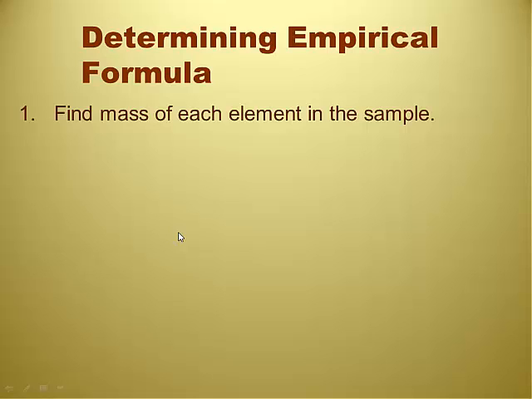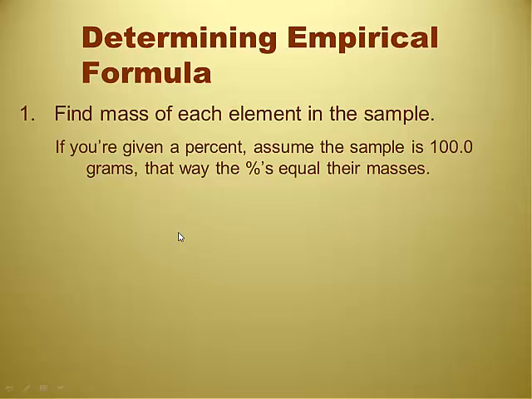Sometimes the information is going to be given to you as percentages. If you're given percentages, all we have to do is assume that the sample is 100 grams. That way the percentages are going to be equal to the masses. So for instance, if you have that carbon, hydrogen, and oxygen compound, and it says 53% of it is carbon, that's 53 grams if you're assuming 100 grams. That's nice and easy. So just assume it's 100 grams and change the percent sign to a gram symbol. You don't have to show any work.